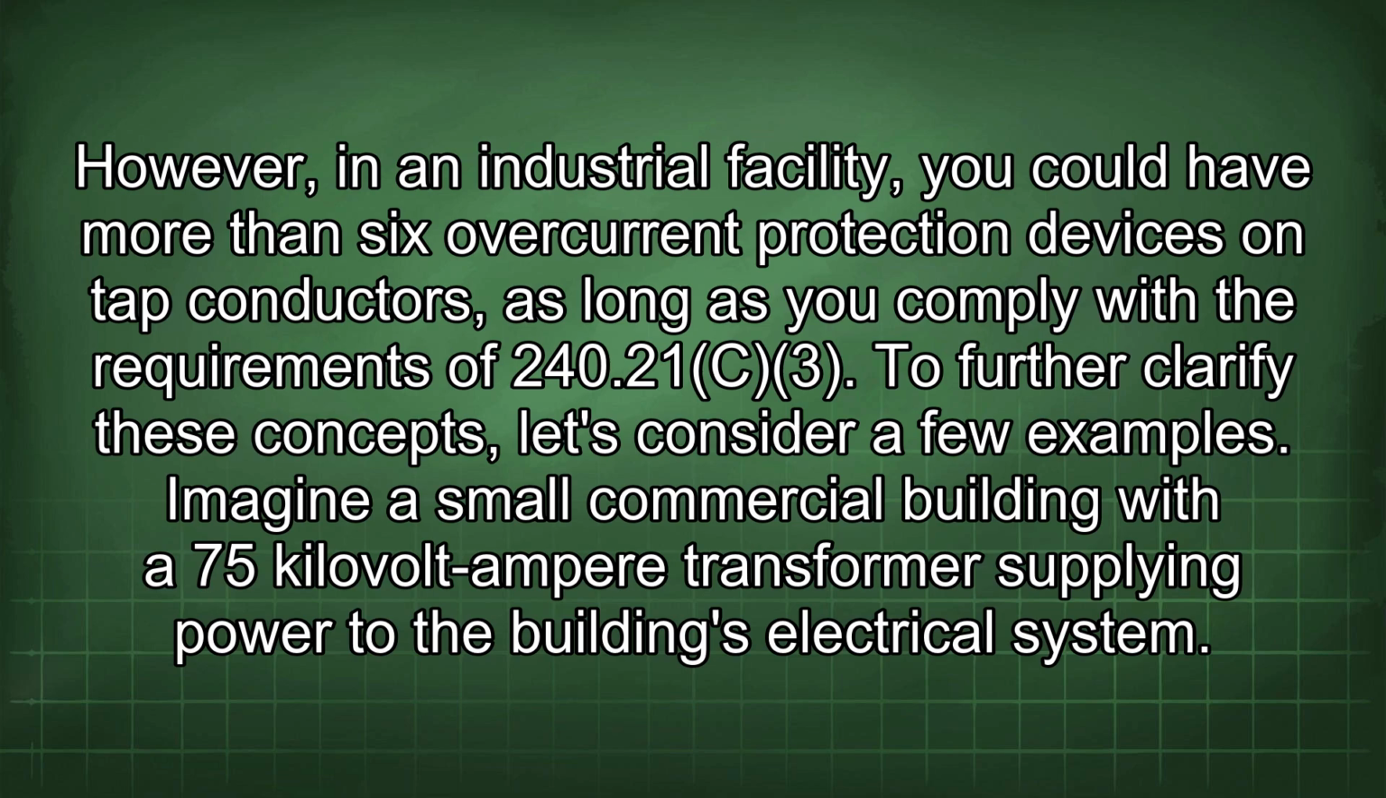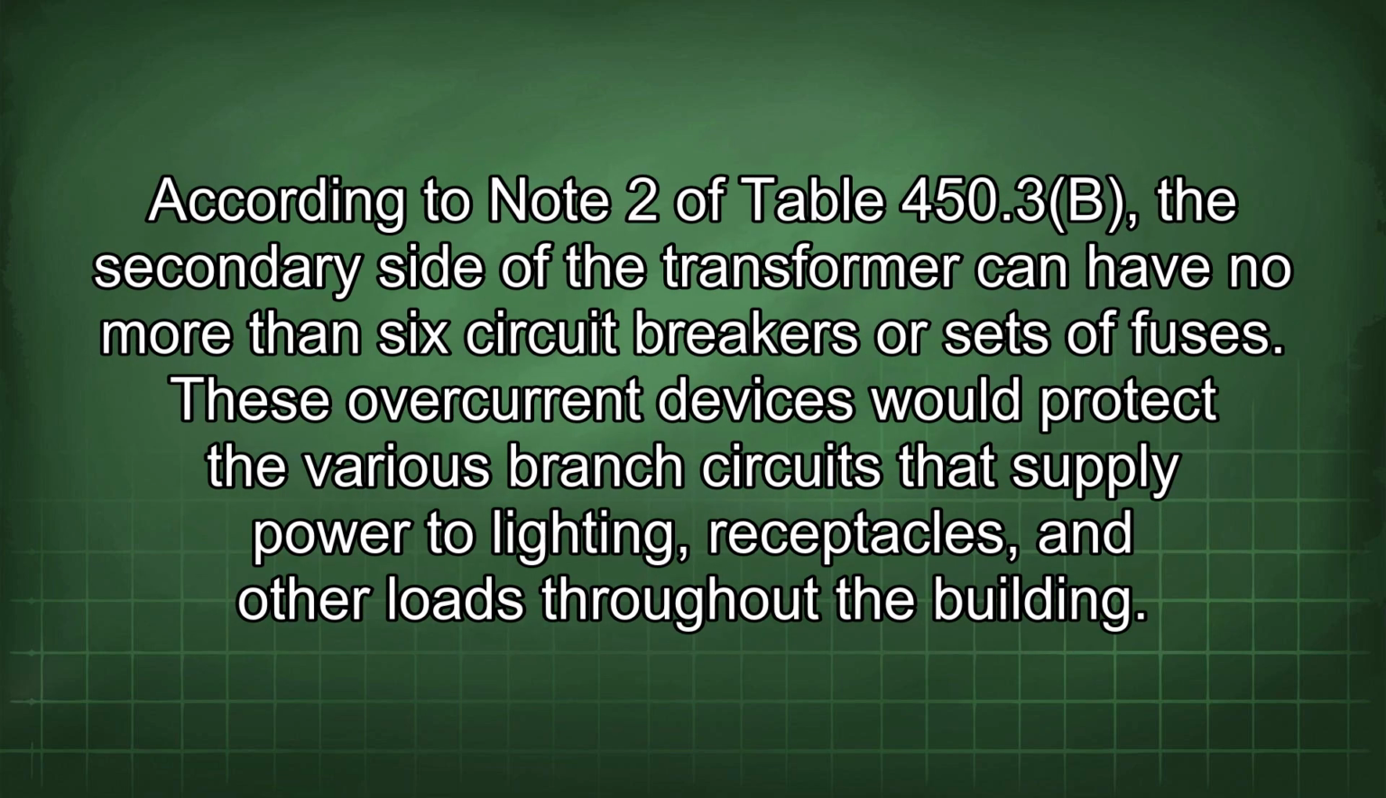Imagine a small commercial building with a 75 kVA transformer supplying power to the building's electrical system. According to Note 2 of Table 450.3(b), the secondary side of the transformer can have no more than 6 circuit breakers or sets of fuses. These overcurrent devices would protect the various branch circuits that supply power to lighting, receptacles, and other loads throughout the building.